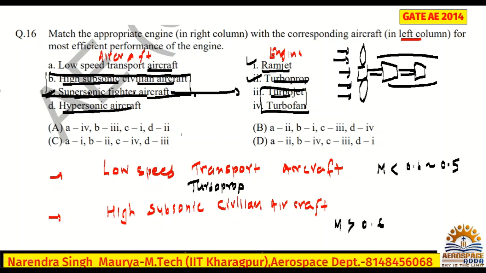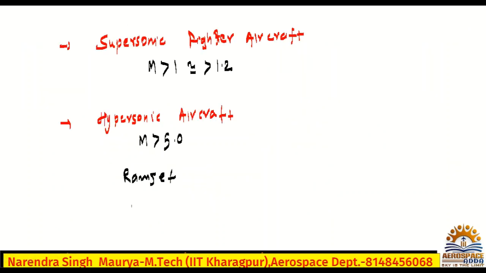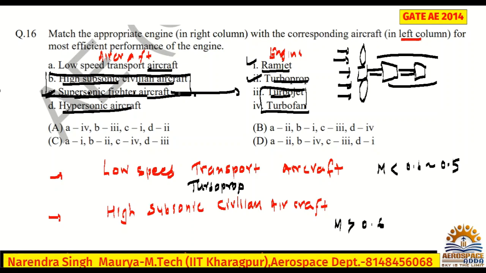So this turbojet will be working for supersonic fighter aircraft. Supersonic fighter aircraft means it is turbojet. This Mach number range I have given, so that you can easily recognize. And high subsonic civilian aircraft means turbofan. So based on this, you can mark this. Low speed A, turboprop means 2. High subsonic means B, and turbofan means 4.